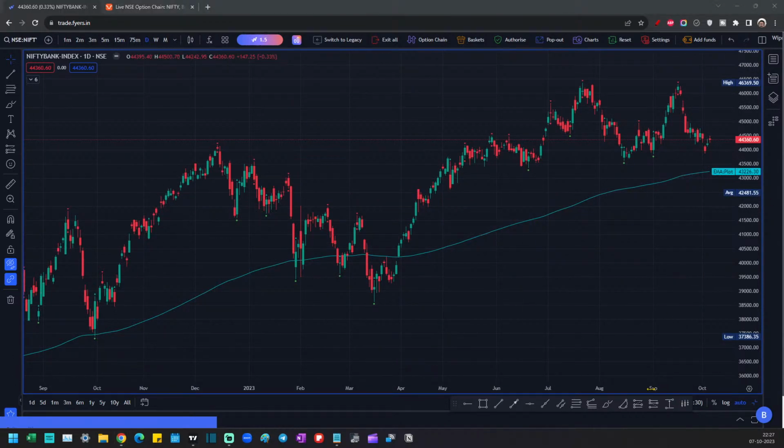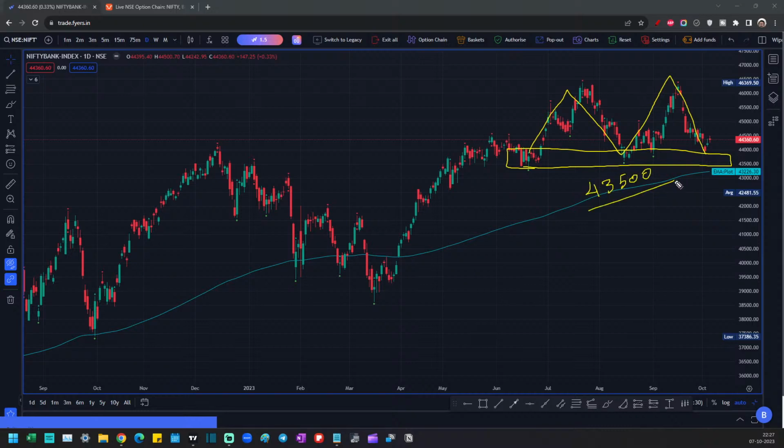Like I said from the last position, we can very clearly see a double top pattern forming in Bank Nifty, and it is sitting at the neckline. So I will be worried only if 43,500 in Bank Nifty is taken down. Only then will Bank Nifty turn bearish.